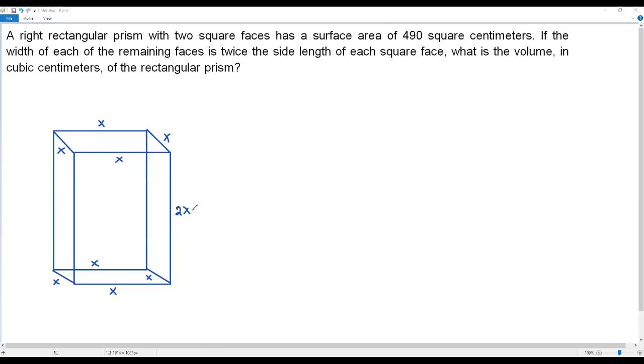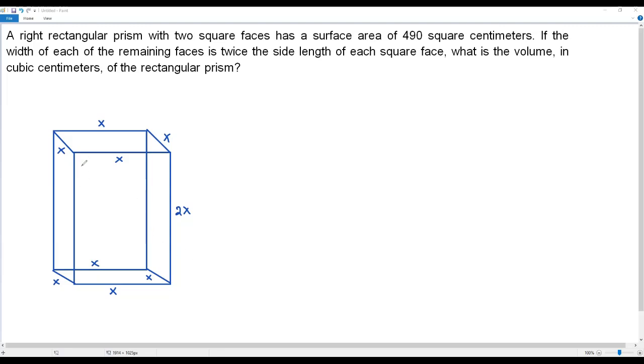Okay, and there is also information that the surface area of this prism is given, 490 square centimeters. Surface area means the total surface area. It is nothing but the surface area of all 6 faces. So there are 4 rectangular faces and 2 square faces. We have the side walls as rectangles, and the face at the top and the face at the bottom are squares.